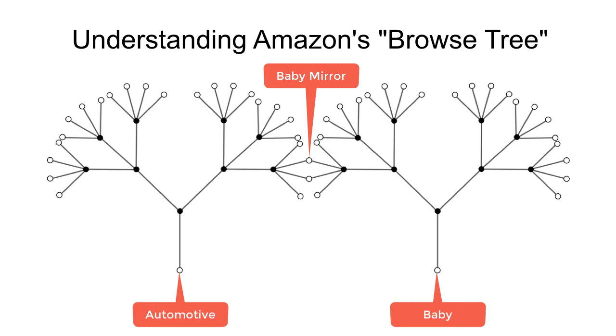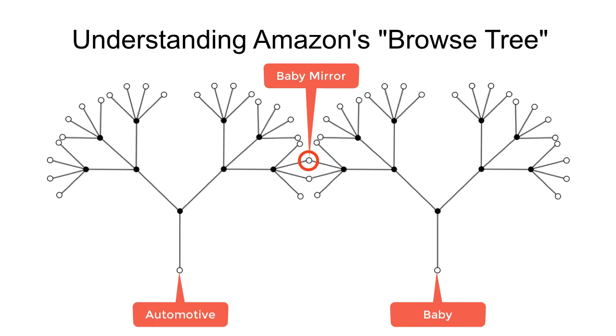Well, so that node for that kind of car seat mirror may very well actually have more than one path to get to it. And that path, coming up one of the trunks in automotive and coming up the other trunk in baby, will merge at the node. So in other words, any given node may have more than one path that gets to it.